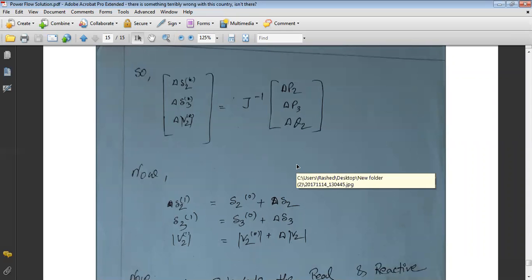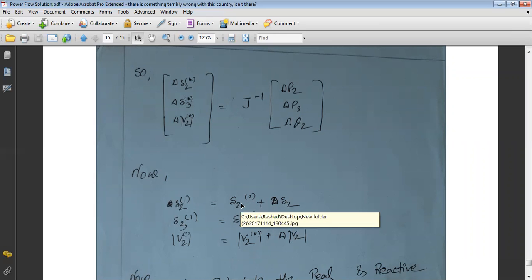Whenever we find the correction matrix, our next process is to update the values. The assumed value is 0 degree for del 2. Now we have to add our correction matrix value for del 2. That is the process of how we can update our values.